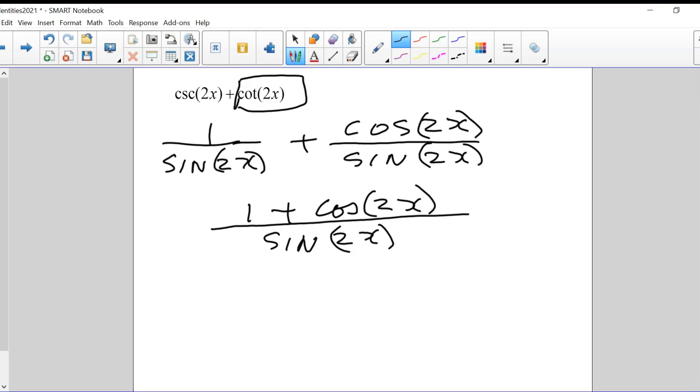What now? Does anybody have any other ideas as to where else we can go? I'm just going to wait to see if anybody has anything before I go any further. Could you cancel out the 2x's? No, you cannot. Because first of all, they're part of a sum. Plus, it's not like you're saying cosine times 2x and sine times 2x. It's the cosine of 2x and the sine of 2x. So you can't do that.